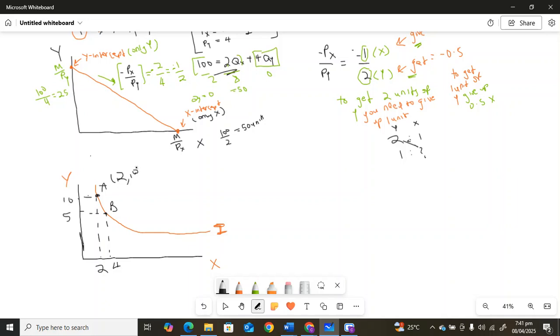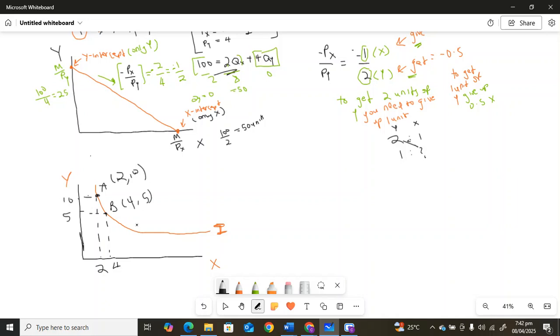And at point B, you can have 4 units of good x and 5 units of good y. So on this indifference curve, our satisfaction is the same. Whether you have 2 units of good x and 10 units of good y, or 4 units of good x and 5 units of good y, your satisfaction is still going to be the same. That's what the indifference curve is telling you.